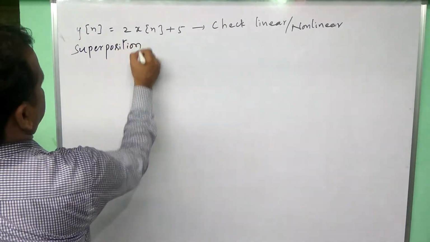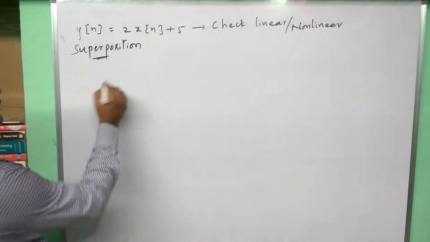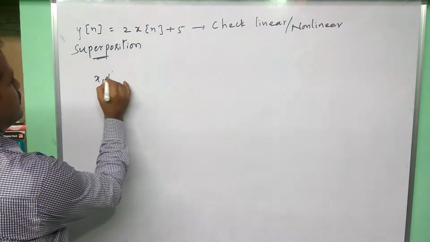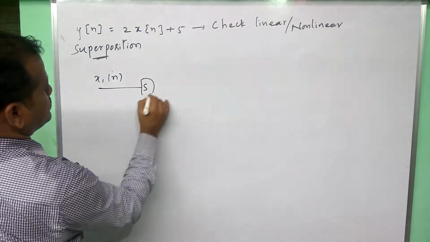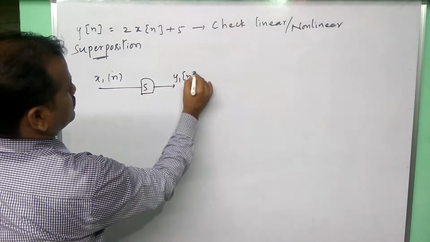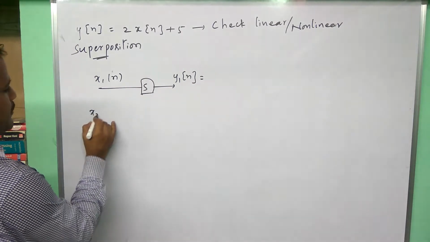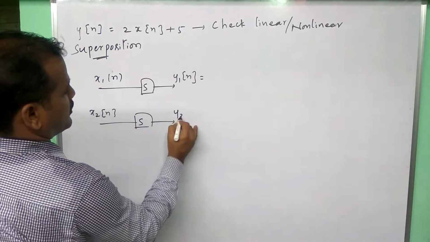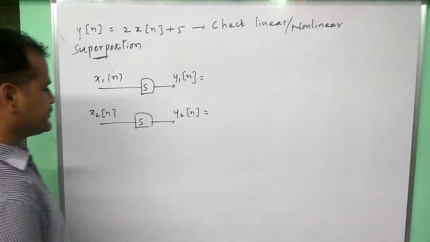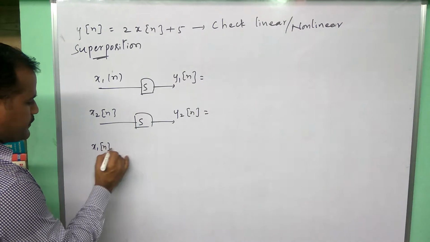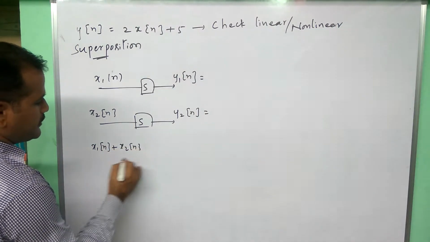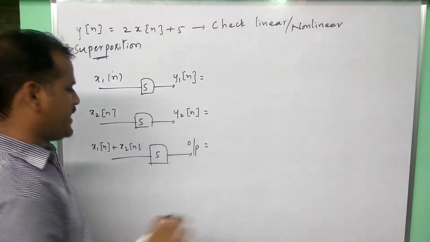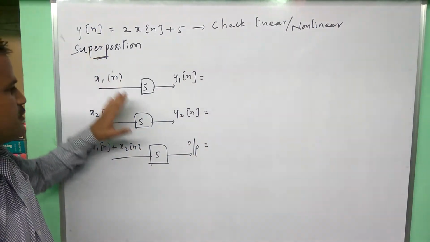I am considering superposition first. In this case, we should apply input x1 of n to the system. The corresponding output let us consider as y1 of n. Next, apply x2 of n as input to the same system. Then the corresponding output let us consider y2 of n. Add the inputs applied to the system, and check whether the outputs are added or not. That is the superposition principle procedure.